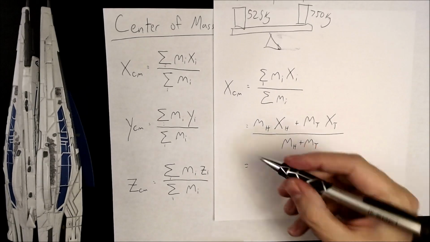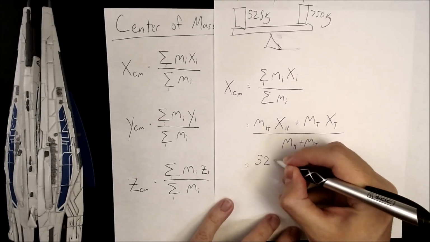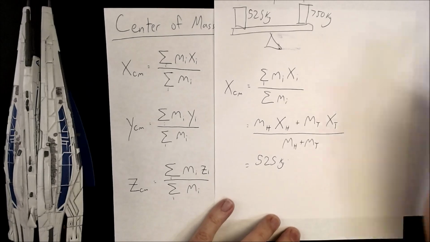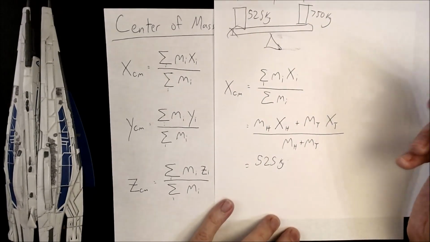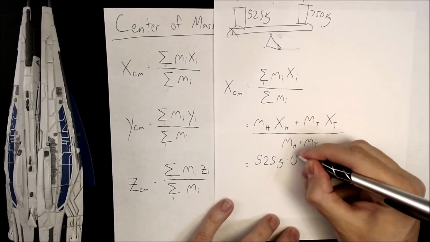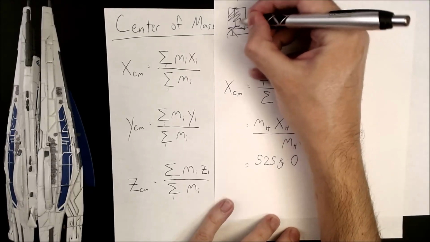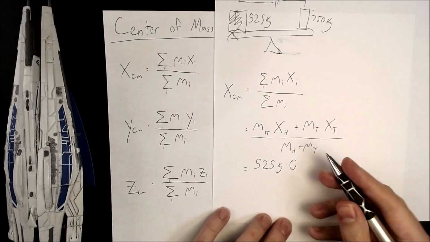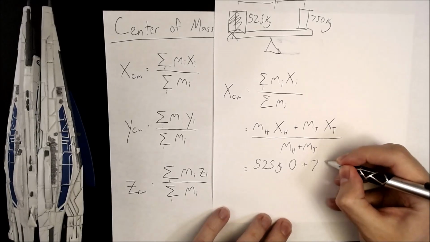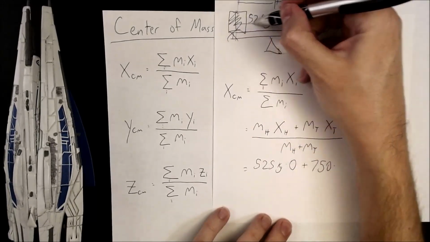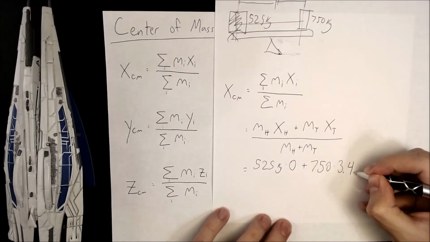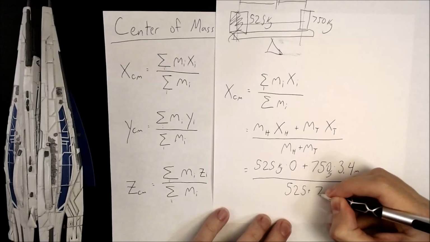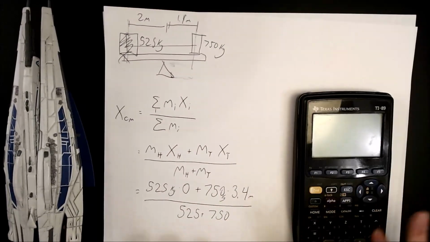Well, we can actually just go ahead and plug in numbers. The mass of the Hulk, 525 kilograms, times the position of the Hulk. Well, we have to decide where to measure this from. So I'm going to say we just measure it from the end again. So the distance for the Hulk is going to be 0, because the Hulk is at the end of the seesaw. So times 0, because he's 0 meters away, plus the mass of Thanos, 750, times distance, well, from there all the way to there is 3.4 meters, as we discussed, and this is divided by 525 plus 750.